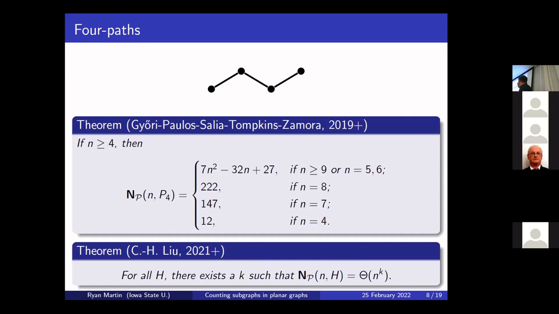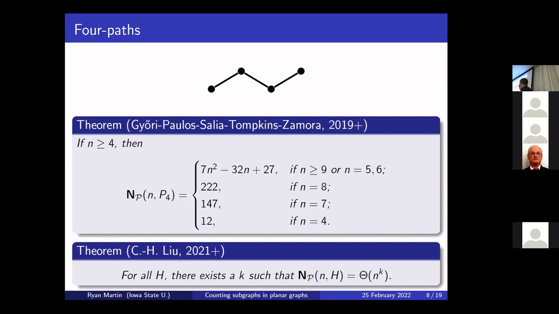And then this is a very recent result by Chun-Hung Liu from 2021. It was just posted on the arXiv a few months ago. It says, for all H, there exists a k such that this number is theta of n to the k. So if you pick a graph that you're trying to count, and you want to count the maximum number of copies of it in a planar graph, he established that based on that graph, there is some parameter k, which he is actually able to describe. And then you get upper and lower bounds of the order of n to the k.